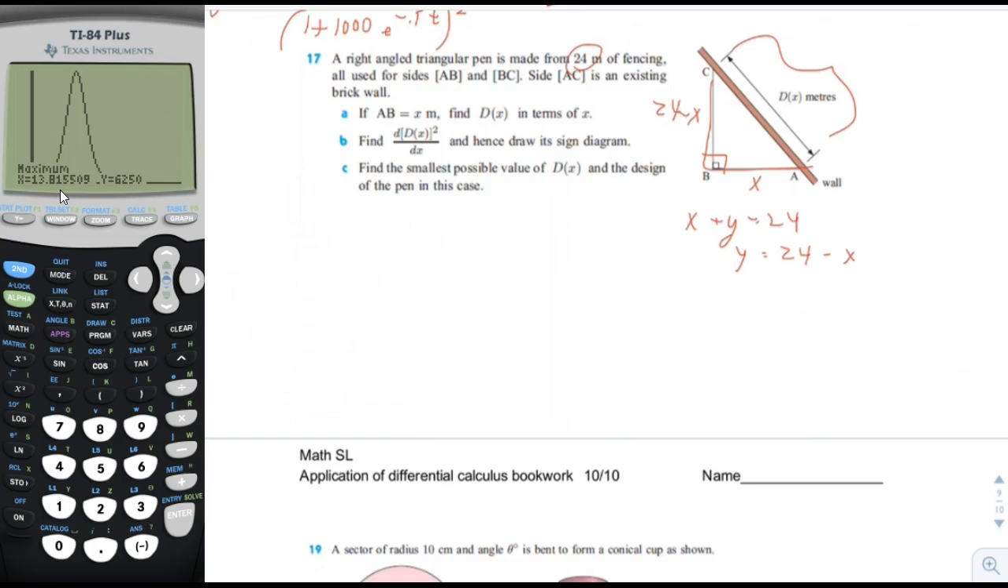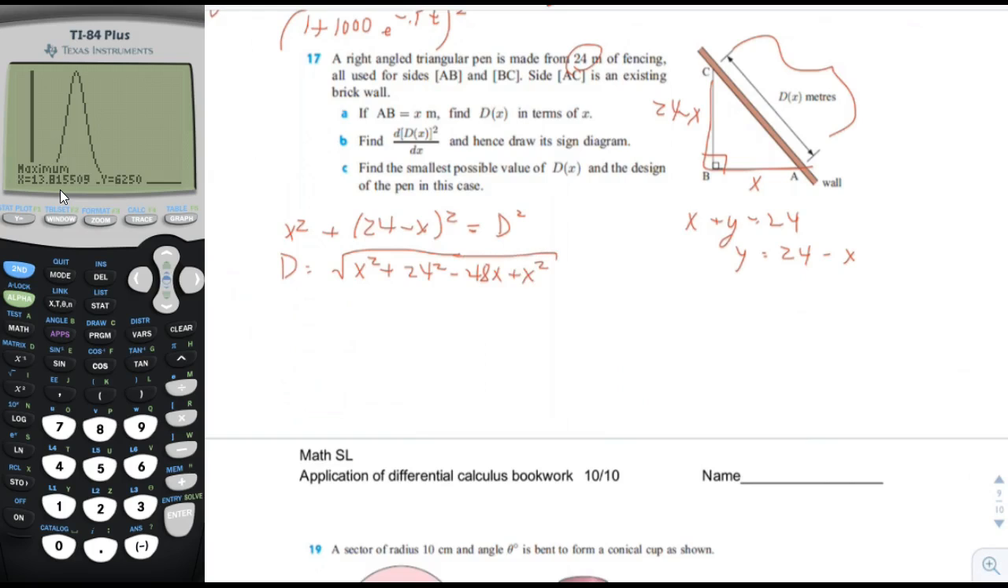Okay. And then how do we figure out D from X and 24 minus X? Well, since we know that they form a right angle, we can use Pythagorean Theorem. So we can have X squared plus (24 minus X) squared equals D squared. So D is equal to the square root of X squared plus (24 minus X) squared, and we can multiply this out: 24 squared minus 48X plus X squared.